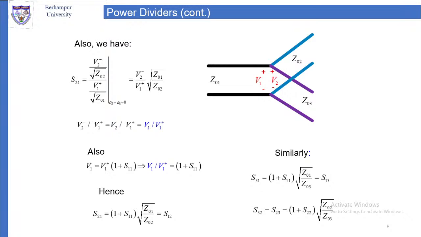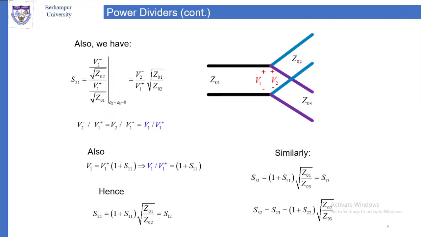Because at the junction, exactly at the junction, the reflected power should be equal to the power at the junction. That's the voltage at the junction under matching condition. So that is what is happening. So V2 minus is equal to V2 is equal to V1 at the junction. Use this. Also, we have V1 by definition, V1 is equal to V1 plus into 1 plus S11. This also comes from S parameter.